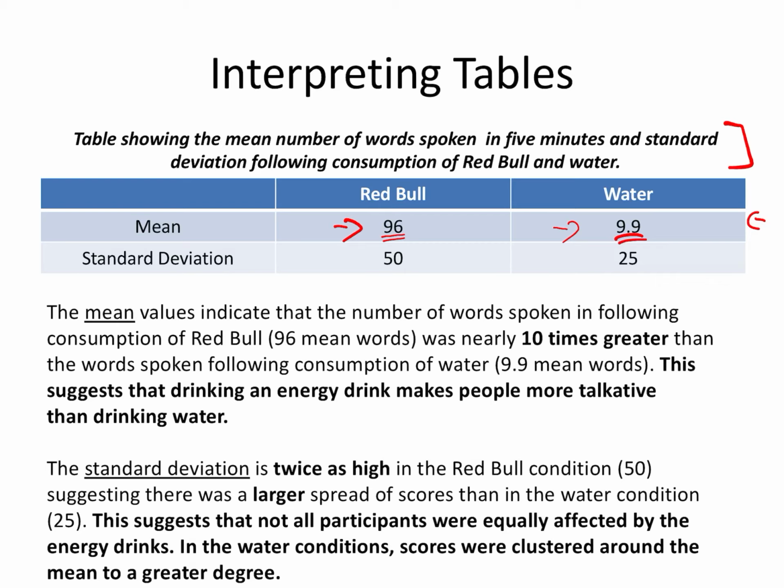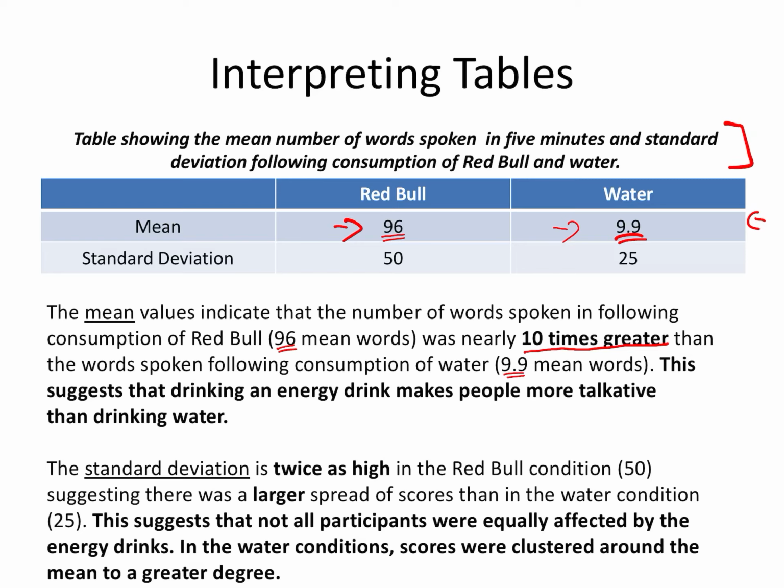It's important that we make some sort of commentary on just how great that difference is. So below I've got a sample paragraph for you which summarizes the mean values in this table. The mean values indicate that the number of words spoken following consumption of Red Bull, and here we've got a repetition of the data, was nearly 10 times greater. This greater is your key word. You must make that commentary than the words spoken following consumption of water. And there we've got the data for water as well.